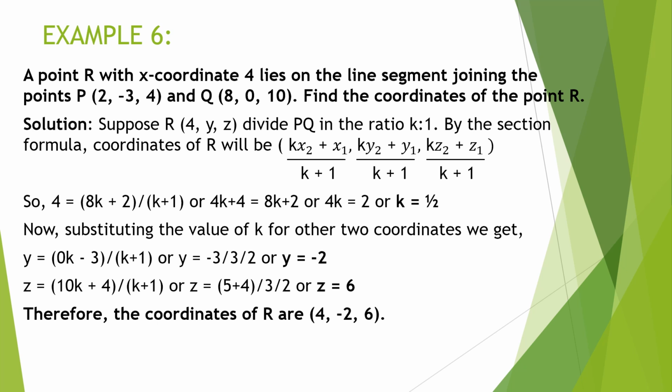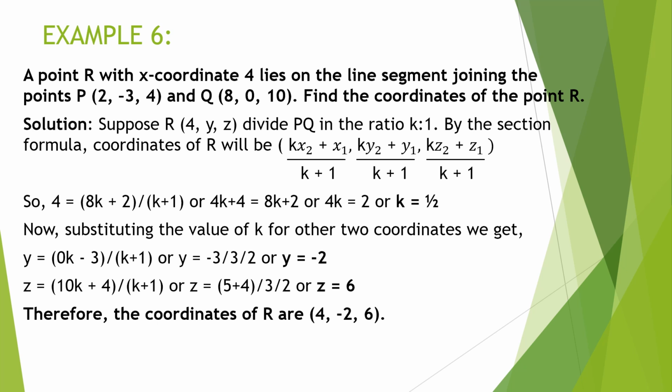Next example. A point R with x coordinate 4 lies on the line segment joining the points P (2, -3, 4) and Q (8, 0, 10). Find the coordinates of R. You have to find the coordinates of a point R whose x coordinate 4 is given, but y and z are not known. Suppose the coordinates of R are (4, y, z). It divides PQ in, say, some ratio k:1.